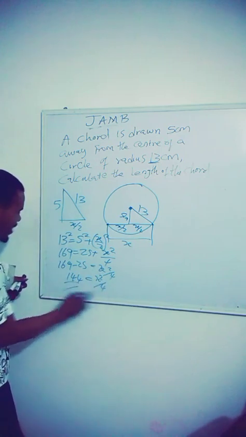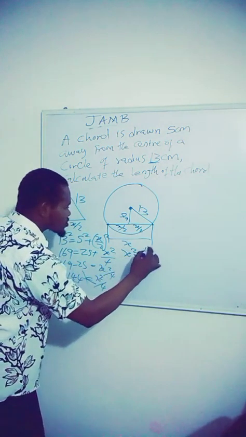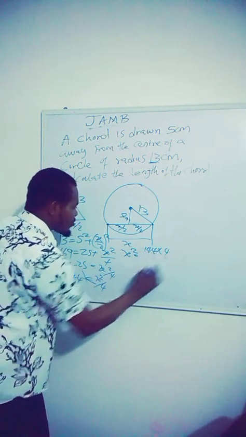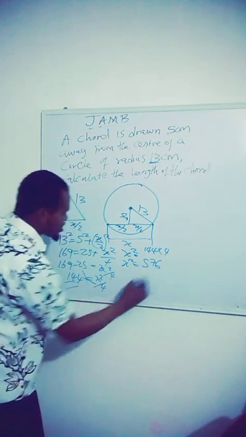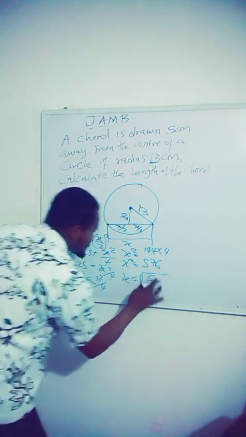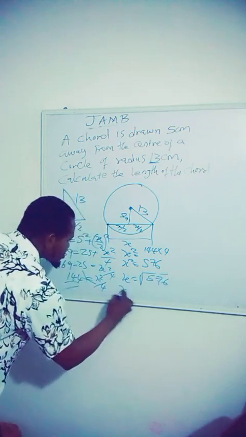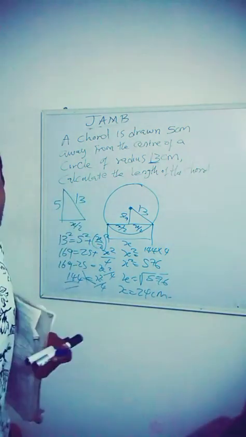This is over 1. By the time you cross multiply, it means that x squared is equal to 144 multiplied by 4. So x squared is equal to 576. So the square root of 576 gives x equal to 24 centimeters. So I hope this is clear now.